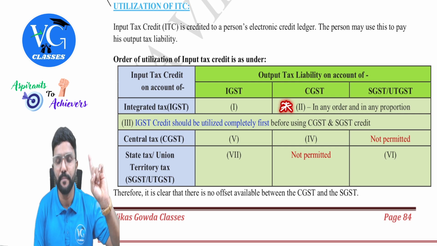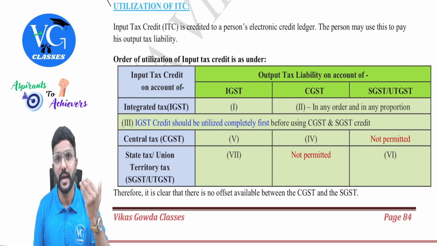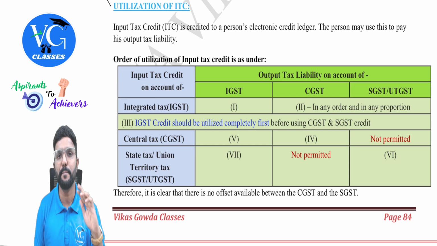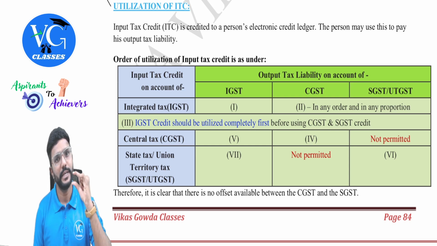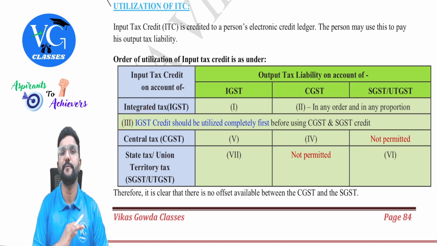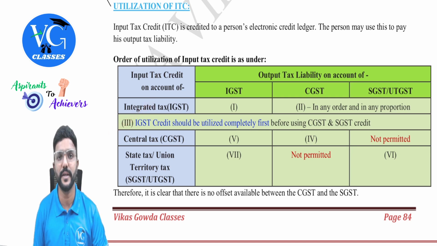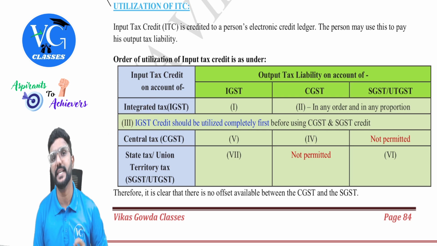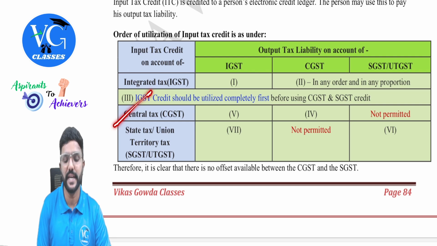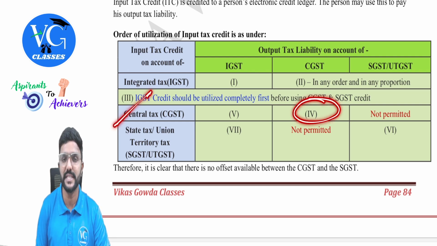And this is one of the key important steps, guys. This has to be used in the most beneficial way to the registered person. That means you should use this step in such a way that whatever amount we are paying through the electronic cash ledger should be minimum. Once we have used the IGST credit fully, only then we can proceed further to utilize CGST and SGST credit. So next, CGST credit will be used first against CGST liability.